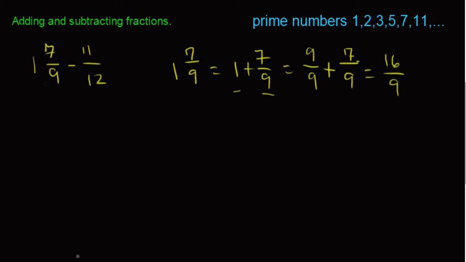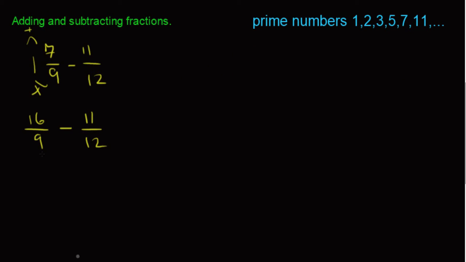But the way we do that, we say 9 times 1 plus this top number. So that's going to be 9 times 1, 9 plus 7, 16 over 9. Same result, minus 11 over 12. But we don't have a common denominator. So we need to make a common denominator. So we can just multiply these two numbers together, 12 times 9. So we have to do the same to top and bottom. So 16 times 12 over 9 times 12 minus 11 times 9 over 12 times 9.